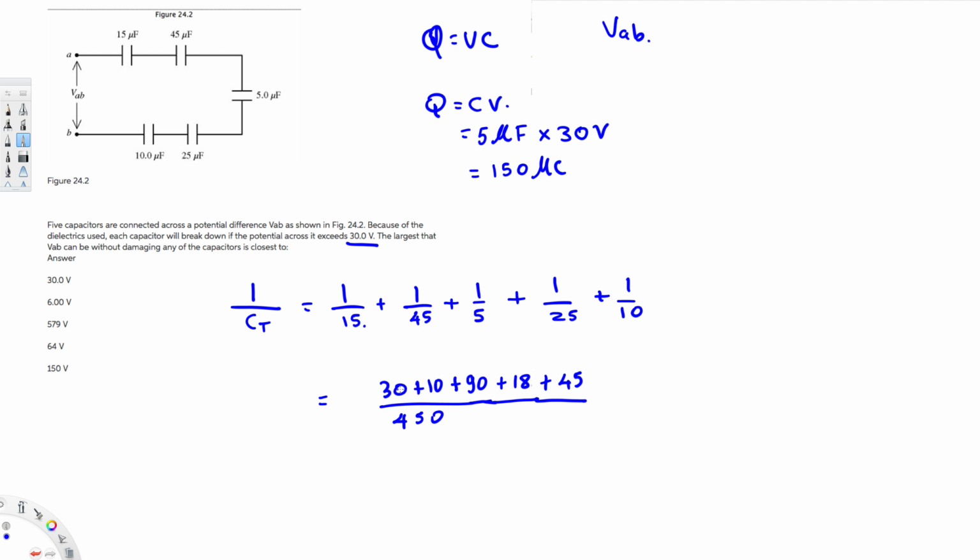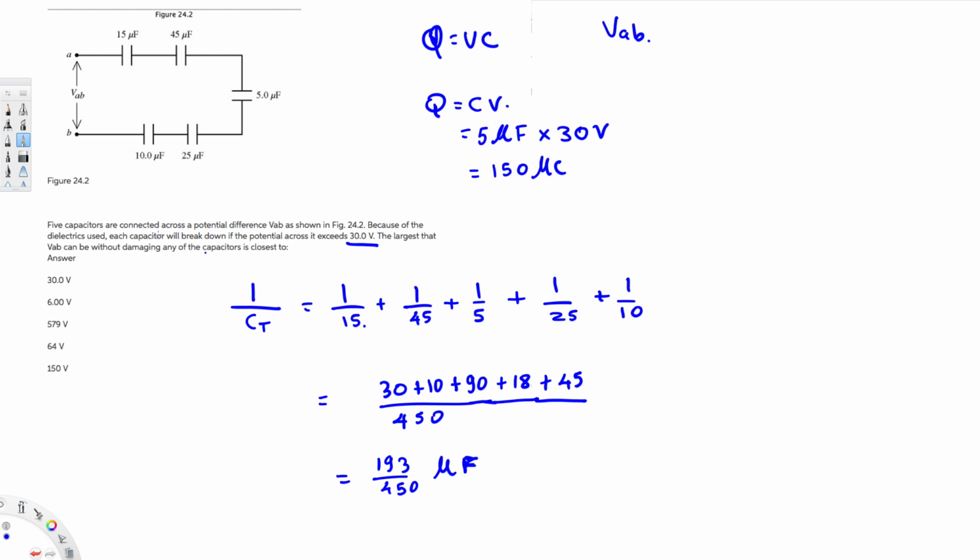So now let's add them together. Here we are going to have 30 plus 10 plus 5 plus 90 plus 18 plus 45, which gives 193. So 193 divided by 450 is going to be 1 over the total capacitance. All of them are in microfarads.